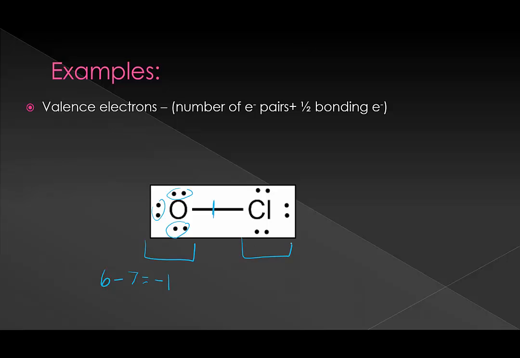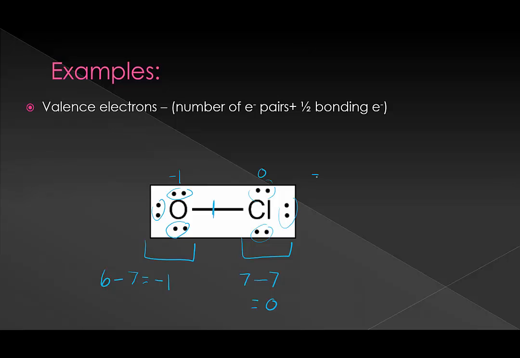Now for the chlorine, we go to the periodic table. We see that it's a halogen in the 7th group, and so it has 7 valence electrons. From there, we can see here it has 6 non-bonding pairs, and it gets 1 of the electrons from the bonding pair, leaving us with a formal charge of 0. So the oxygen is a -1, and the chlorine is a 0.